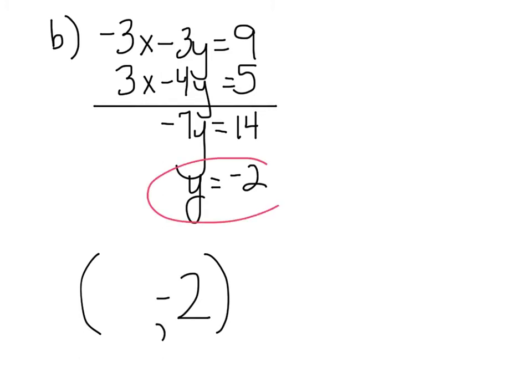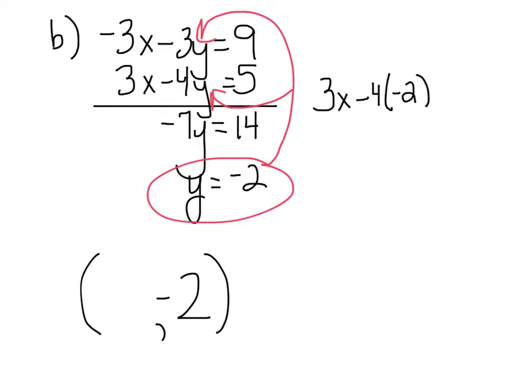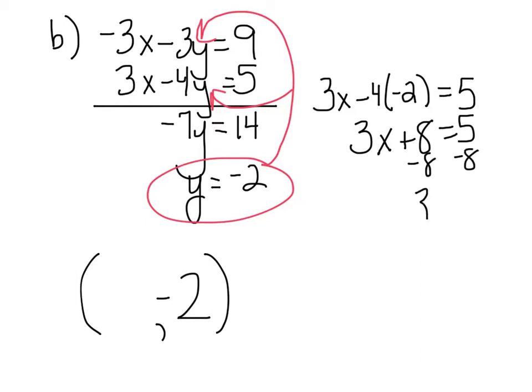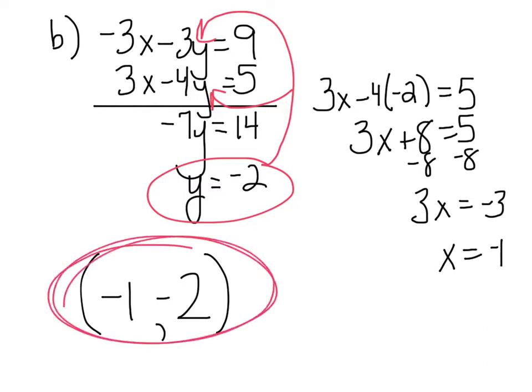I now take the value of y and I plug it in either here or here. So I think the second one to me looks easier. So I'm going to take 3x minus 4 times y, which I found as negative 2, equals 5. That gives me 3x plus 8 equals 5. Subtract 8. 3x equals negative 3. X equals negative 1. So my answer would be negative 1, negative 2.